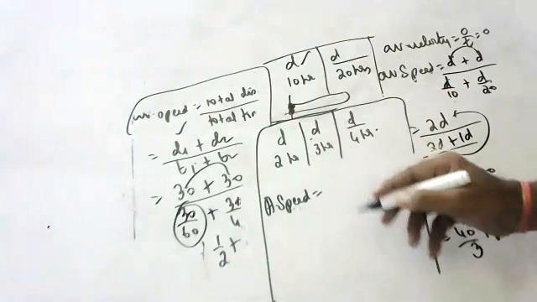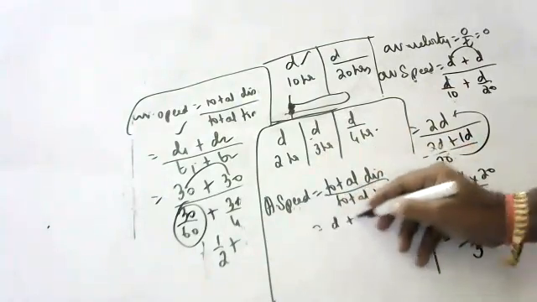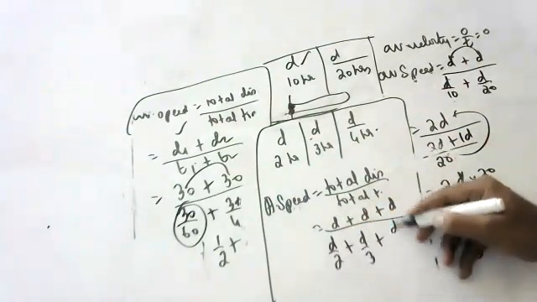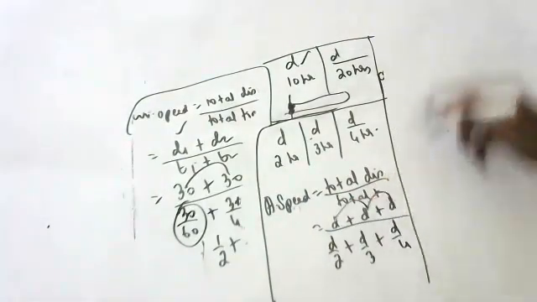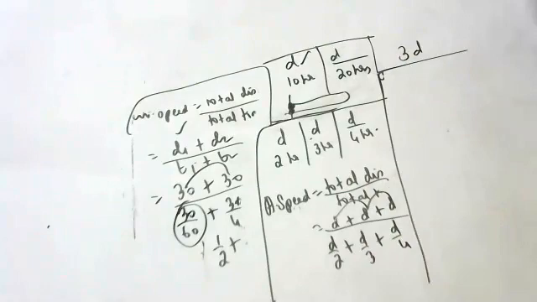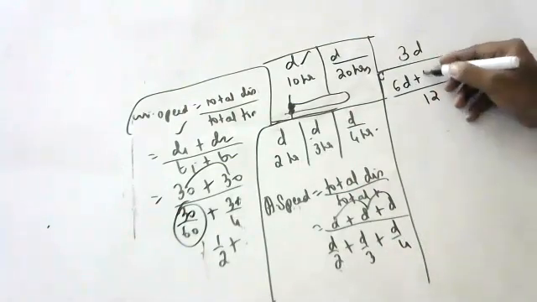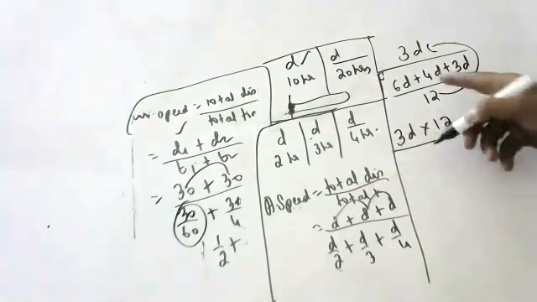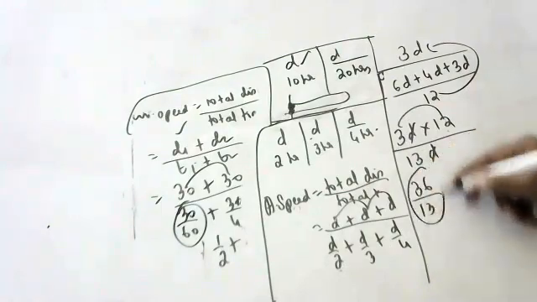Average speed is equal to total distance by total time. So d plus d plus d, that is 3d. Total time is d by 2 plus d by 3 plus d by 4. The LCM of 2, 3, 4 is 12. 6d plus 4d plus 3d is 13d, over 12. So 3d into 12 by 13d. D cancels. 36 by 13 km/h is the average speed.